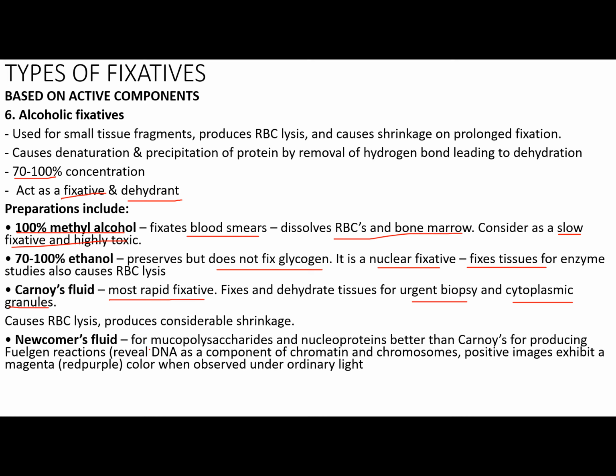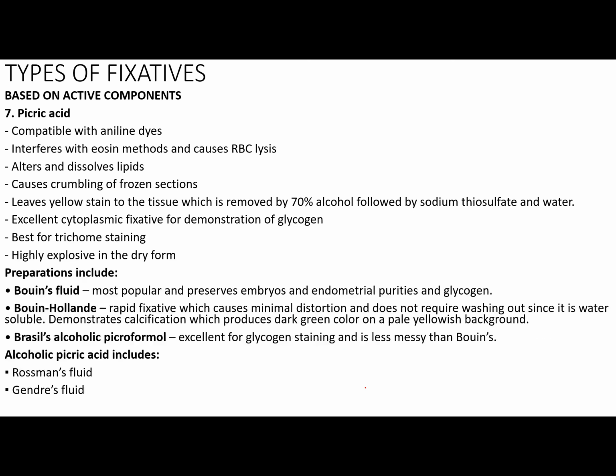Then we have your Newcomer's fluid, which is used for mucopolysaccharide and nucleoproteins. This is better than Carnoy's for producing Feulgen reaction. Feulgen reaction reveals DNA as a component of chromatin and chromosome. Positive would exhibit a magenta color when observed under ordinary light. Then we have your picric acid.